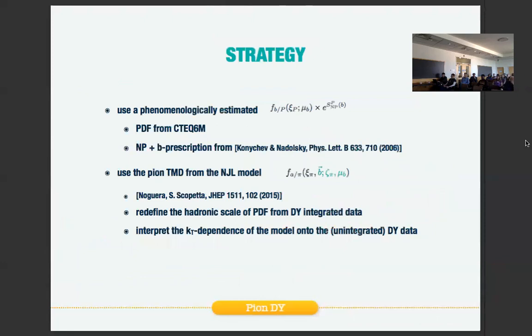Basically it's the Konychev-Nadolsky paper of 10 years ago for the proton. I know it's not the best and the most up to date one, but that's the thing we had in mind just to check the framework. For the PDFs, we took the CTEQ6 PDFs, and for the pion, we take the NJL model, okay? It was calculated by Santiago and Sergio three years ago, not a long time ago. We define the scale, and then we want to see how the KT dependence of the model goes into the data. Okay. Sometimes I have changed notation, so the exponential of the non-perturbative Sudakov should be just S. It depends on the notation.